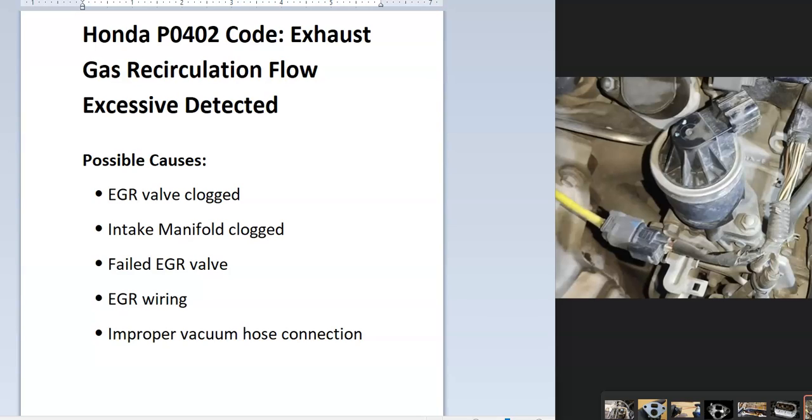So today I'm talking about a Honda with the P0402 code, what it is and how you go about fixing it. So what is a Honda P0402 code? Well, it's an exhaust gas recirculation flow excessive detected. And what does this mean?